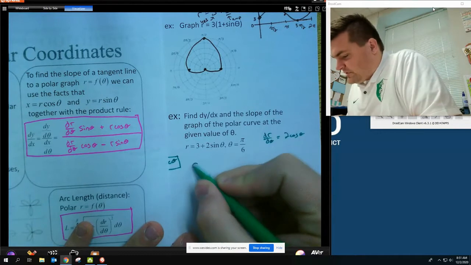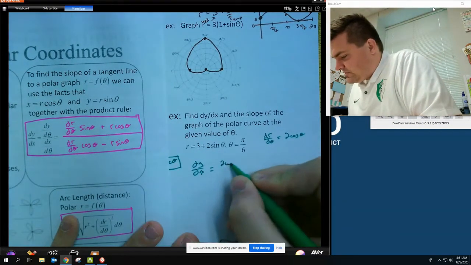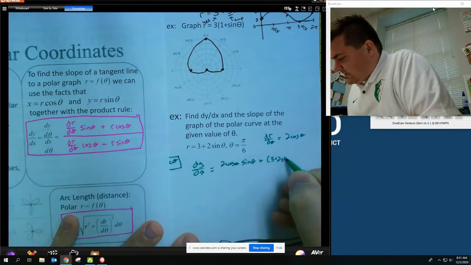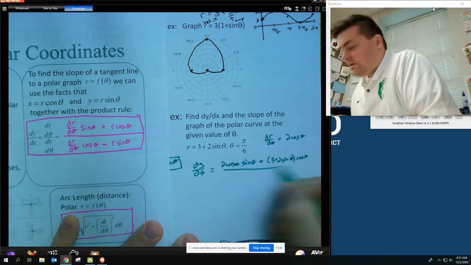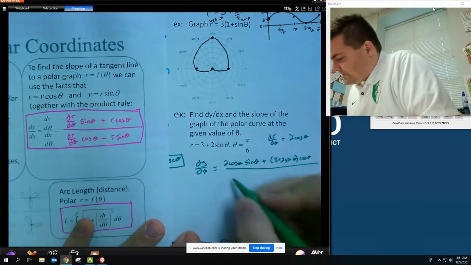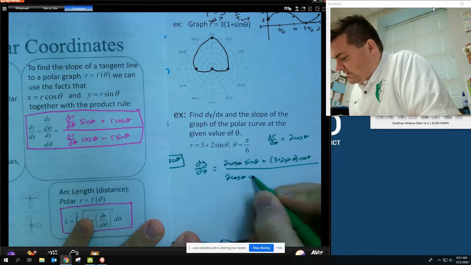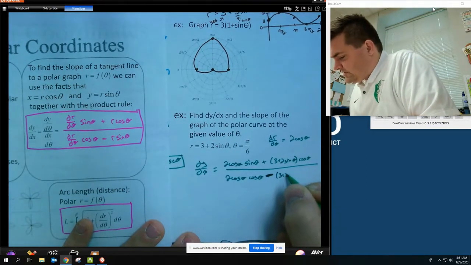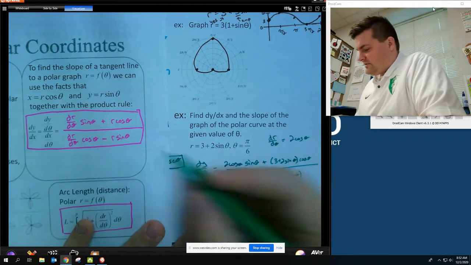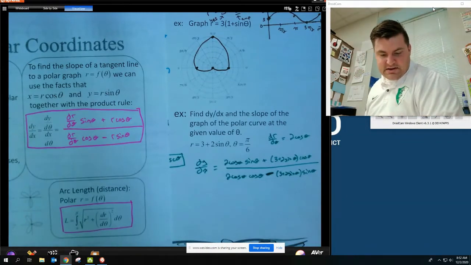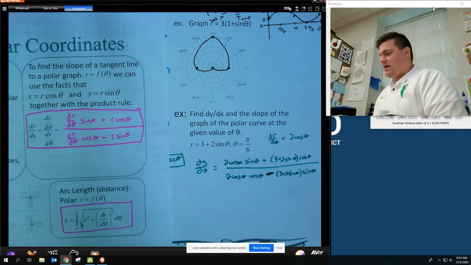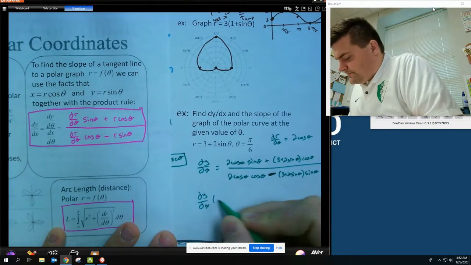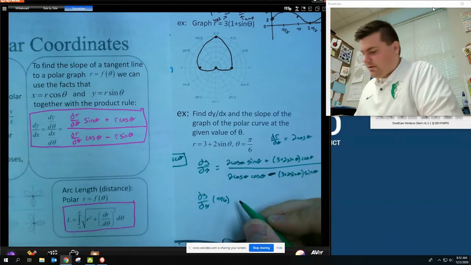That's important. So as we do this, for dy over dx, the numerator is going to be dr d theta, which is 2 cosine theta times sine theta, plus r, which is that right there, 3 plus 2 sine theta, times cosine theta. All over dr d theta, which again is my 2 cosine theta times cosine theta, plus, minus, turn it to be negative anyway, so minus r, which is 3 plus 2 sine theta, times sine theta. And literally all we're doing here is we're just going to plug in a pi over 6. You can simplify this a little bit if you want to. I'm just a little bit short on time here in this video. All we're going to do is just plug in a pi over 6 for theta, plug it in there.